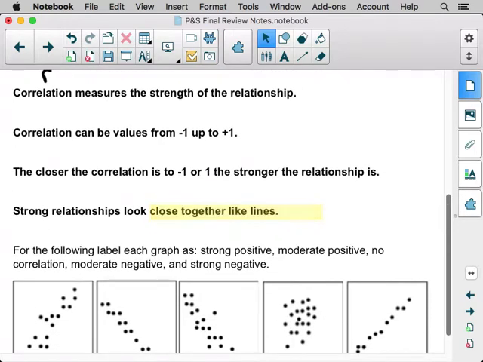Strong relationships look close together like a straight line. The looser your dots are, the weaker the scatter plot is. The tighter, more compact that they are, the stronger your relationship is.